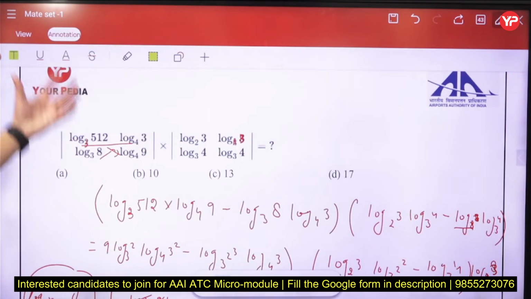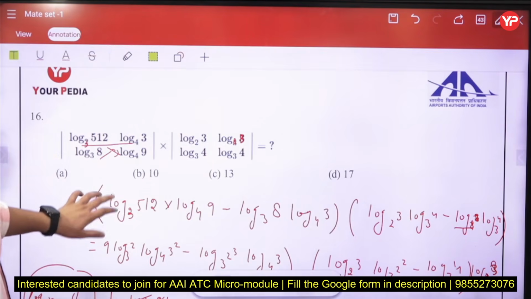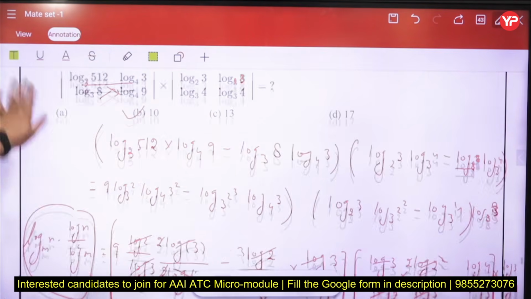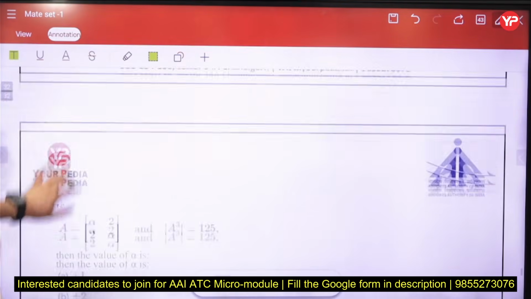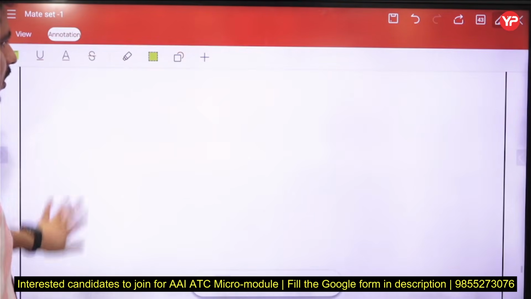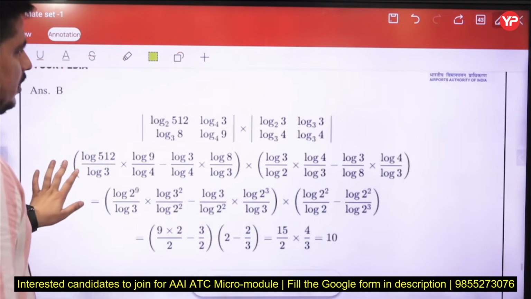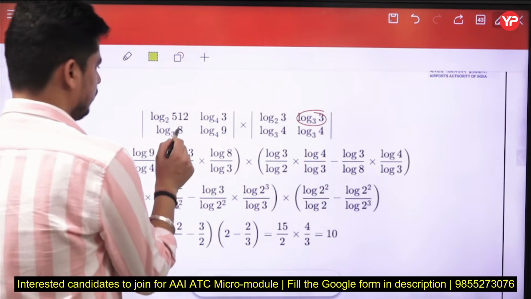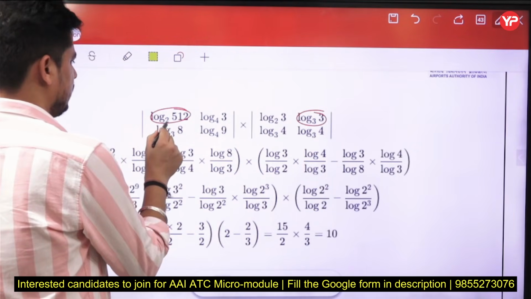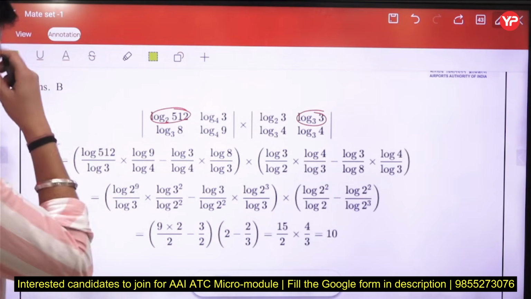This is a very good question. He is using the logarithmic properties and all of these properties together. So the answer will be 10 here. The detailed solution is here. You can check from the solutions, right? There is a printing mistake here. That should be changed, and this should also be changed, right? This is 3 here, not 512.